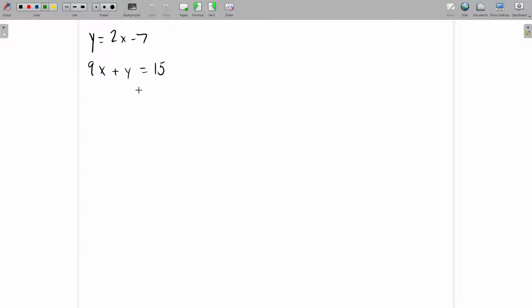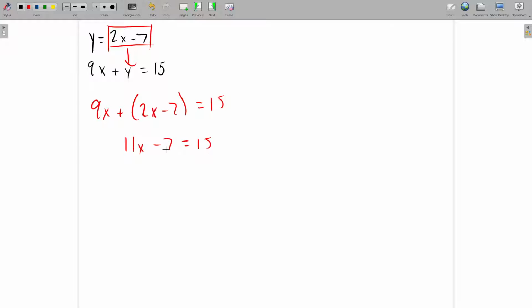Alright, we have another example, and again, we're given what y is equal to. So we want to take what this is equal to and just plug it in, substitute it in. So if we do that, we have 9x plus 2x minus 7 is equal to 15. We would distribute a number in front of the parentheses if there was one. There is not in this case, so now we just need to combine like terms. 9x and 2x make 11x. We can add 7 to both sides and have 11x is equal to 22. And dividing both sides by 11, we get x is equal to 2.